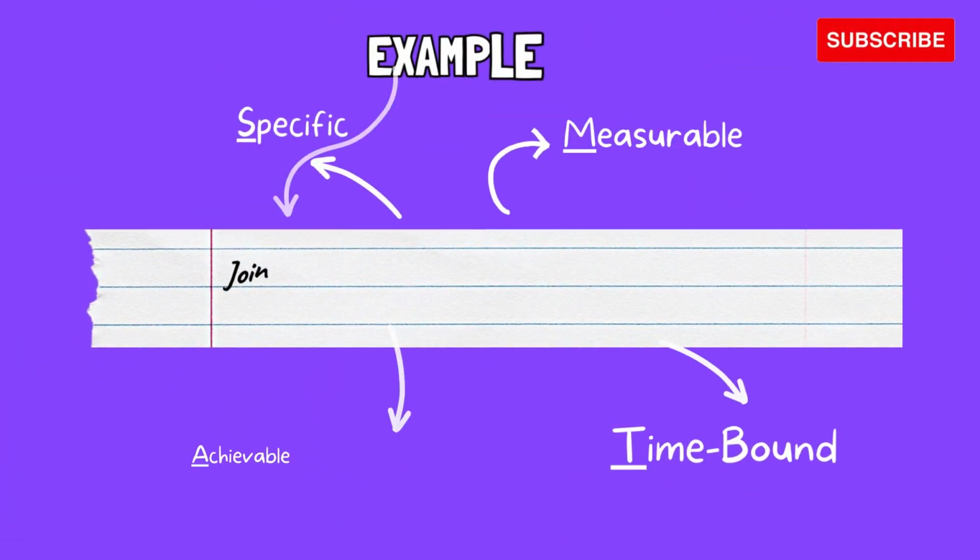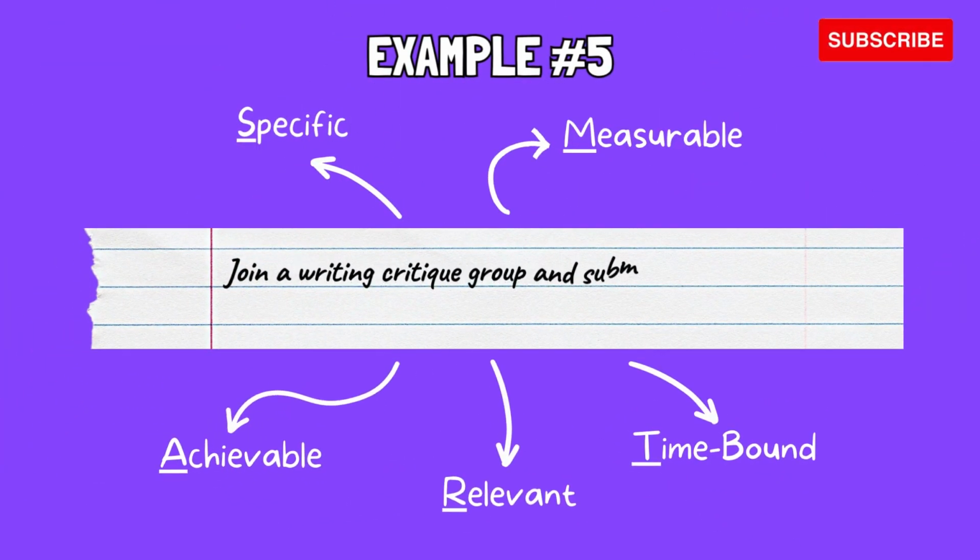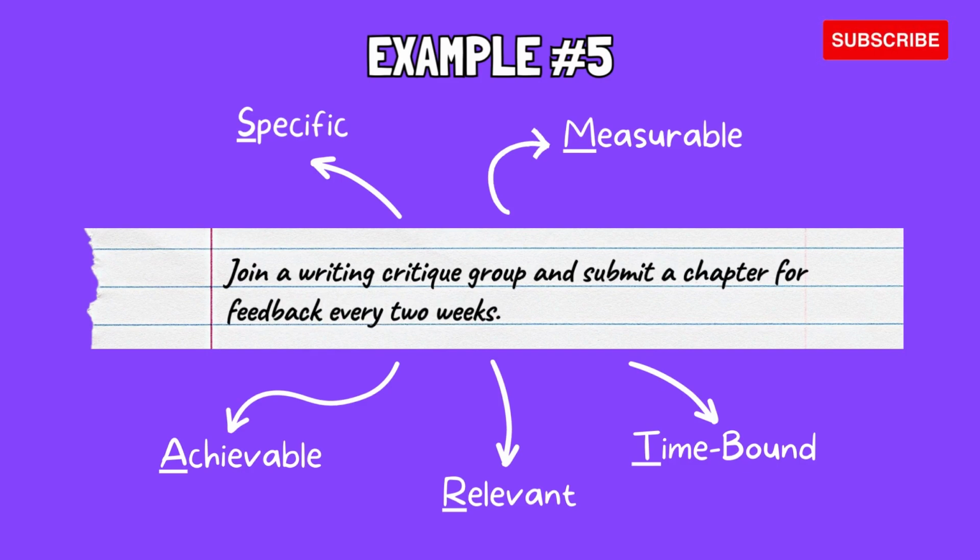Example 5. Join a writing critique group and submit a chapter for feedback every 2 weeks. Seeking feedback is crucial for growth, and this goal ensures regular engagement with a writing community.